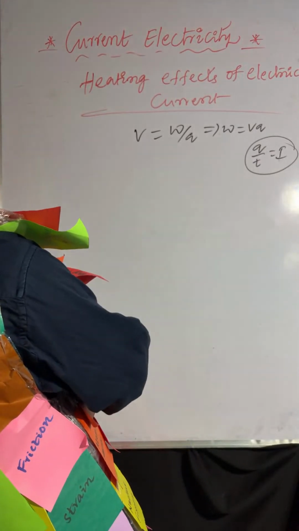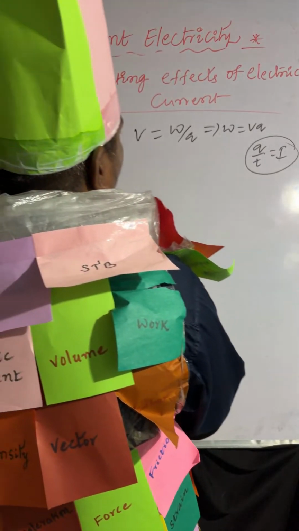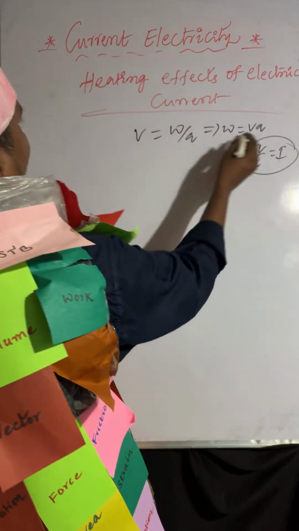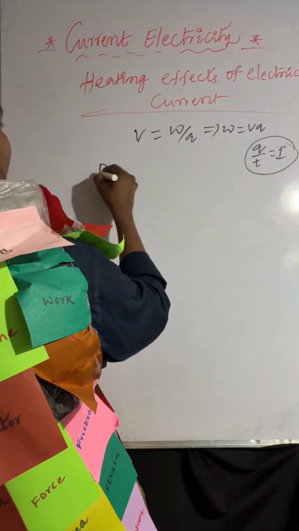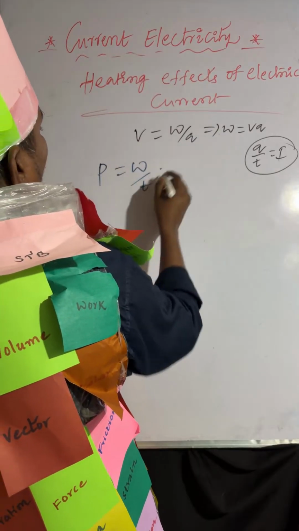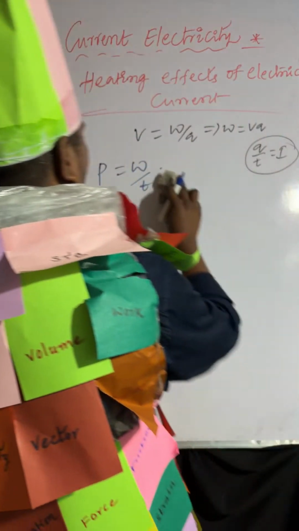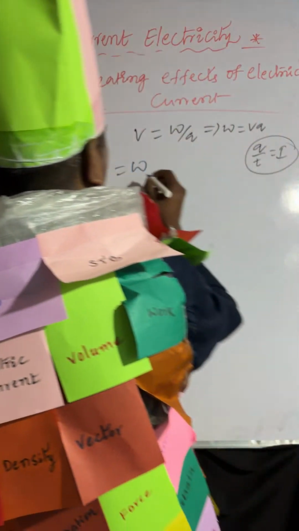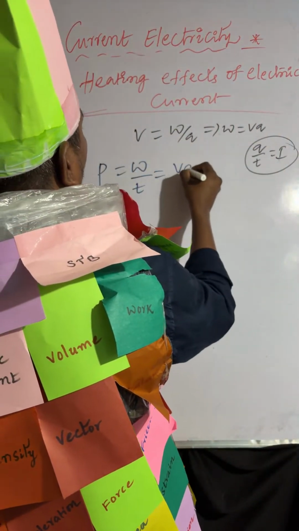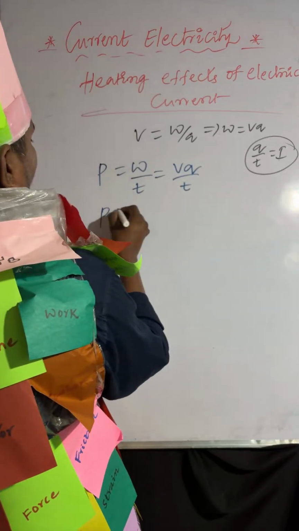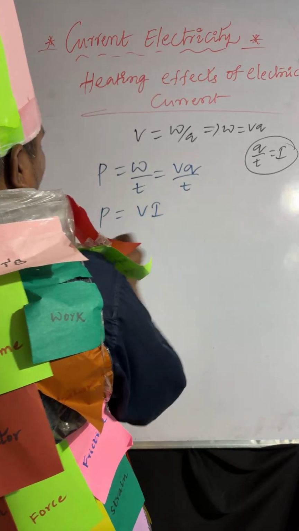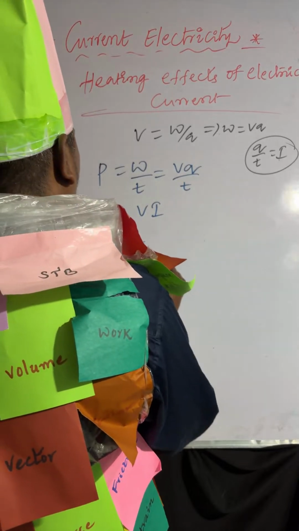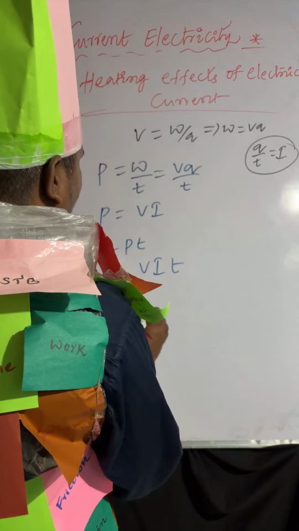Okay. So now you can see here. V equal to W by Q. So P equal to W by T. So P equal to VQ by T. Then Q by T is I. Then E equal to P into T. Then VI into T, that is nothing but H.